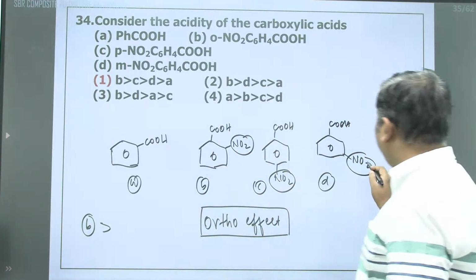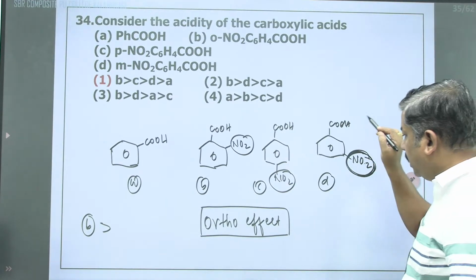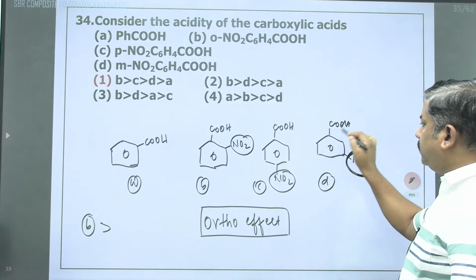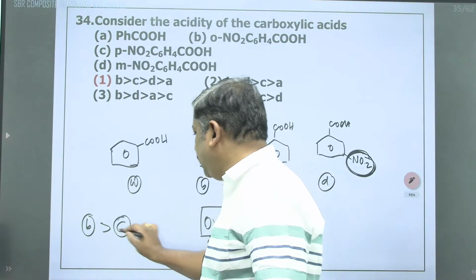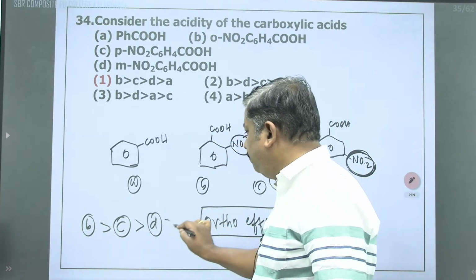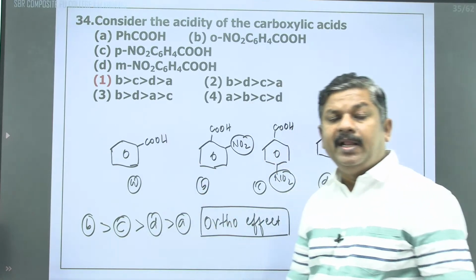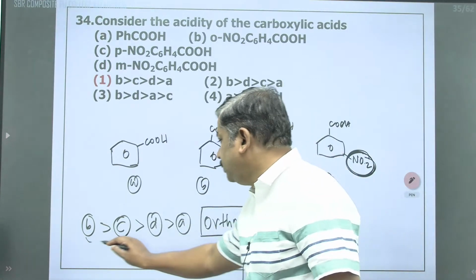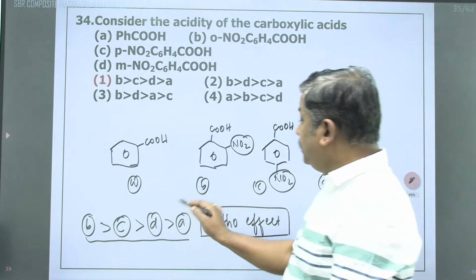Next, resonance is not applicable at the meta position, so meta-nitrobenzoic acid is less acidic than para-nitro. After that, option C, next compound D, and lastly A, because this compound does not contain any electron withdrawing group. So the correct order of acidity of these 4 compounds is B, C, D, A.